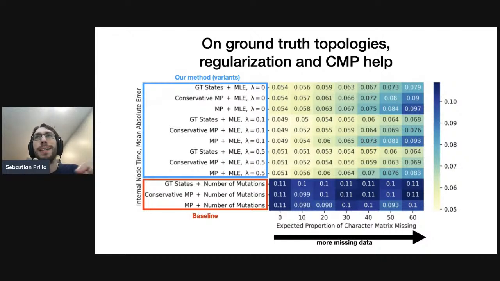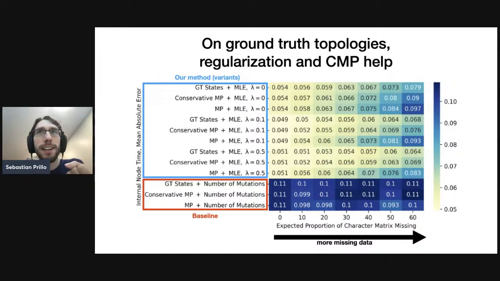Here we're varying the amount of missing data in the experiment from 0%. If the amount of missing data is 0, then we know that there's a unique most parsimonious reconstruction, so maximum parsimony and conservative maximum parsimony are the same thing. They're not the same as ground truth states, but you can see that in this regime where there's no missing data, they do perform just as well as having the ground truth states. The way I come to think about this problem, the problem is not maximum parsimony on its own. The problem is maximum parsimony when there's missing data. If there was no missing data, I think maximum parsimony is a really fantastic assumption for the CRISPR-Cas9 process.